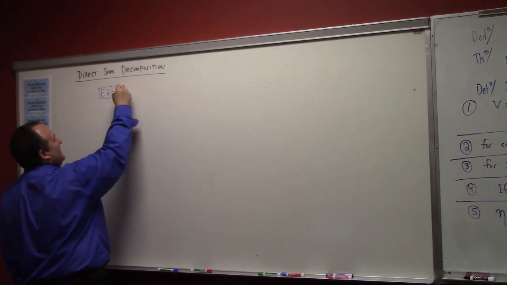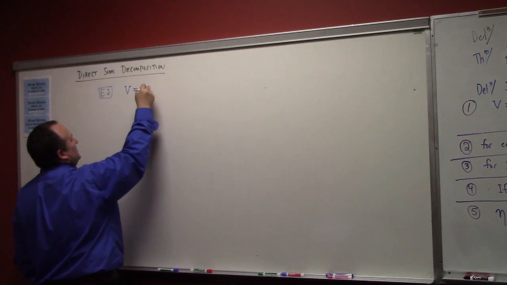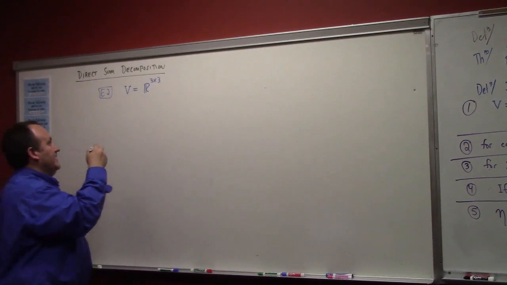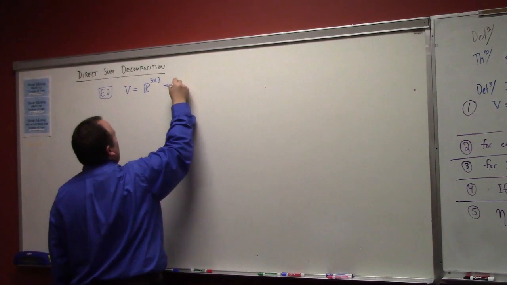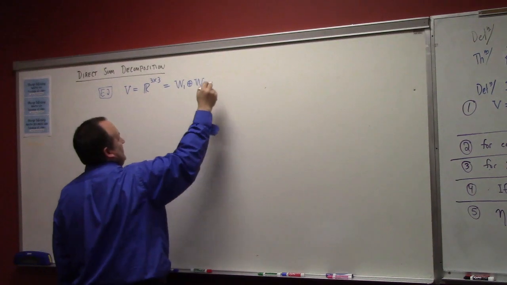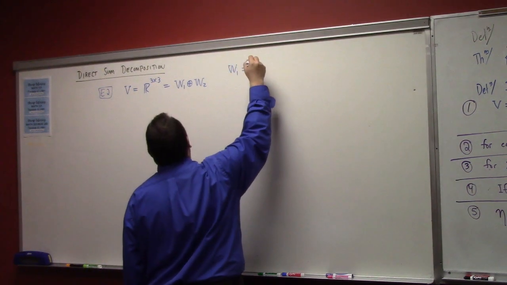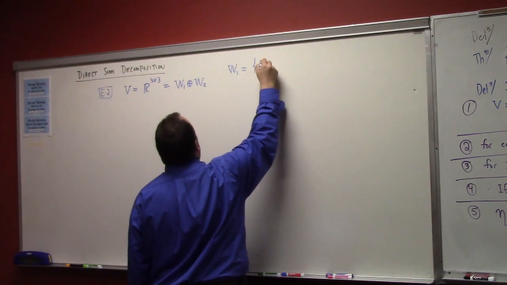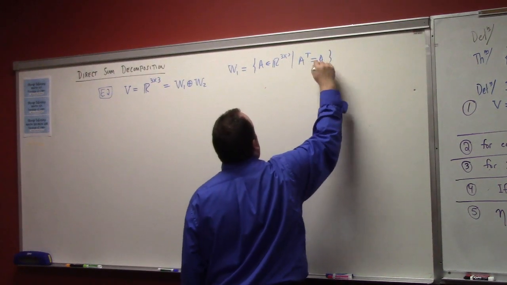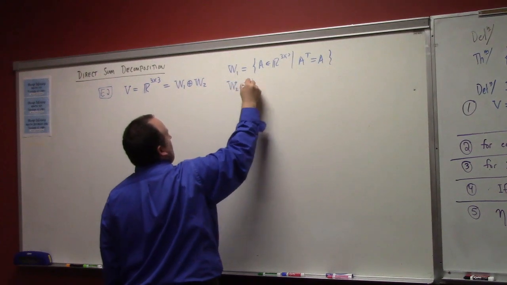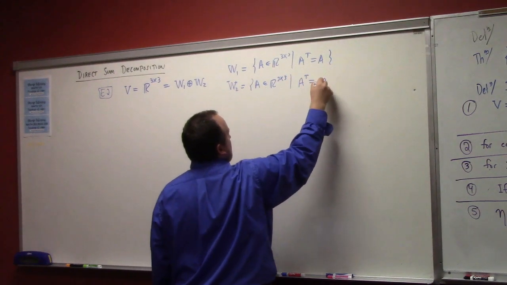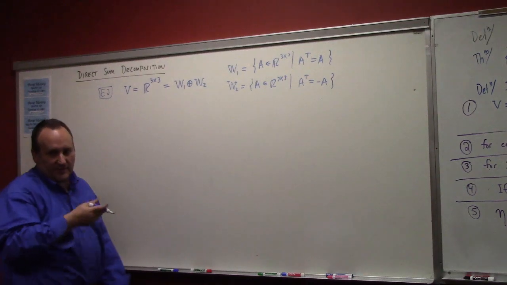That's right, yeah. So if I let V equal, let's say, R^{3x3}, I'm going to show it's W1 direct sum W2, where W1 is equal to A in R^{3x3} such that A transpose equals A, and I'll let W2 equal A in R^{3x3} such that A transpose is equal to minus A. So the symmetric and the anti-symmetric 3 by 3 matrices.